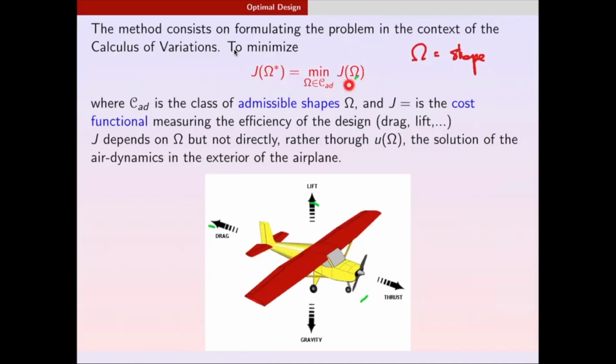But once I have defined this, how will I manipulate? How will I improve the shape? Well, I will do it as in the gradient descent algorithm. I will improve the previous shape omega k by just computing the gradient of the functional J with respect to the shape.